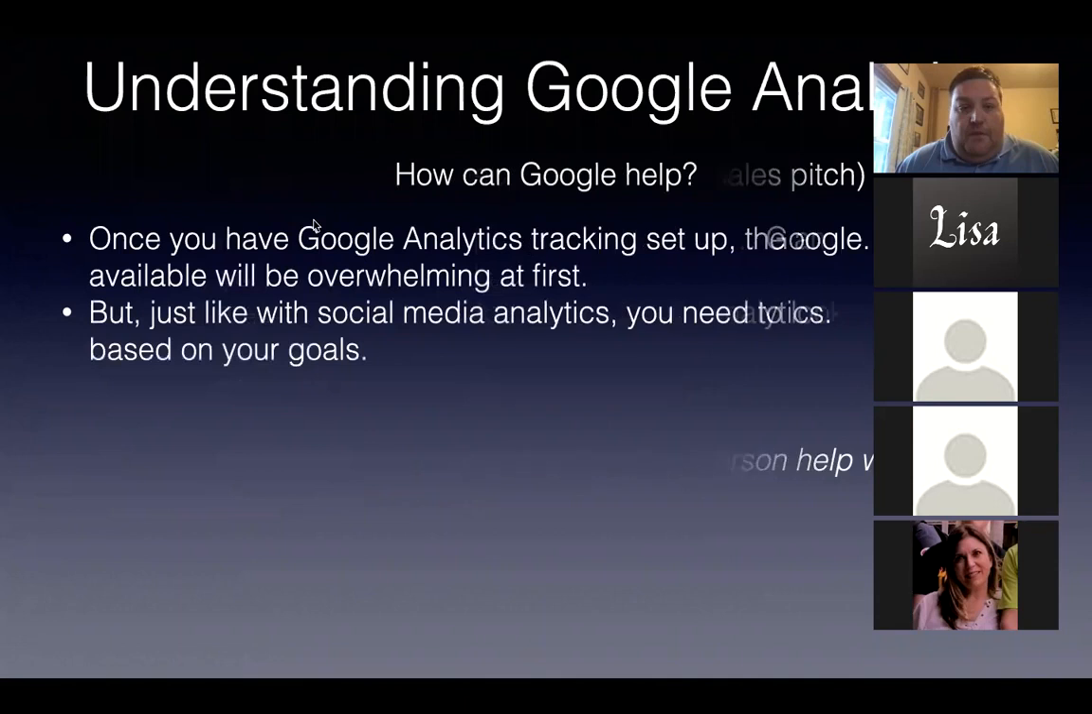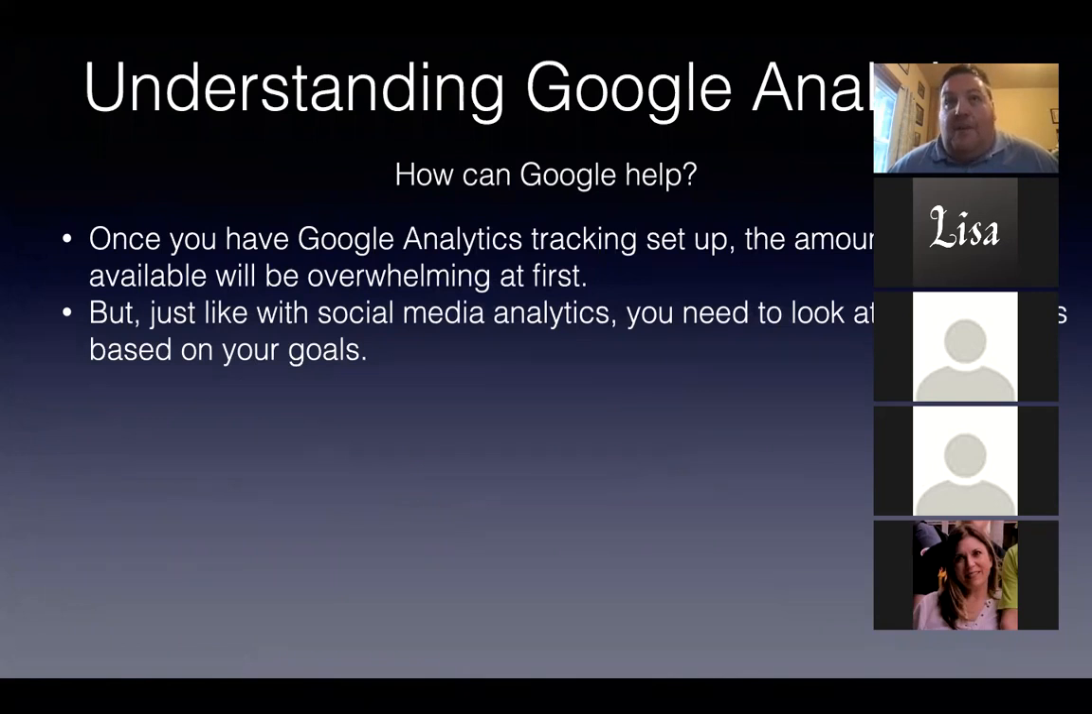All right. So how can Google help? Well, once you have the Google Analytics tracking set up on your website, the amount of data available is going to be overwhelming at first. It's astounding how much data is available to you. But just like with social media, like I talked about 2 weeks ago, you need to look at the key areas based on what you're trying to accomplish with your website. And that will really simplify it in a lot of ways for you to understand what's going on on your website.